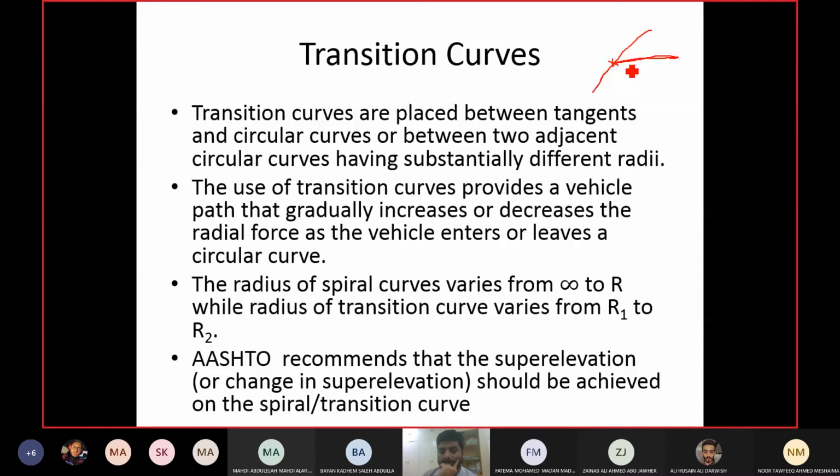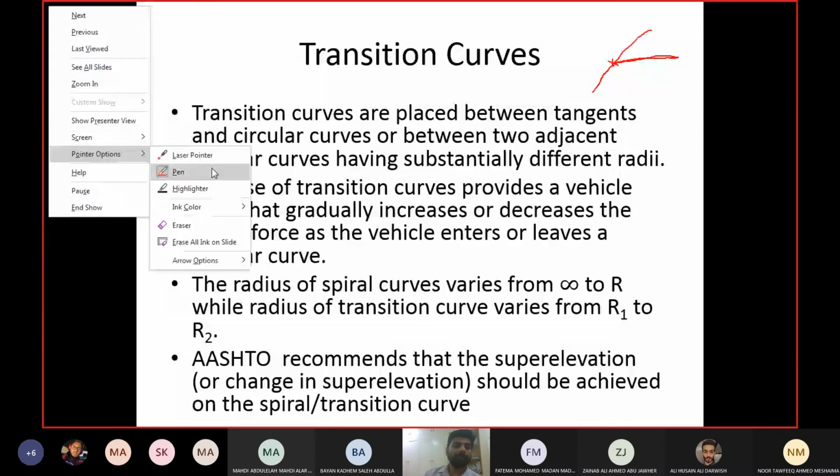So it's like a centimeter or even a millimeter, or whatever you want to call it. If you are 1 centimeter behind the starting point, your radius is infinity. When you come to the starting point of the curve PC, your radius becomes r. So this is a large difference in radius which is happening at a single point. Instead of doing that, if I provide a transition curve, what will happen?